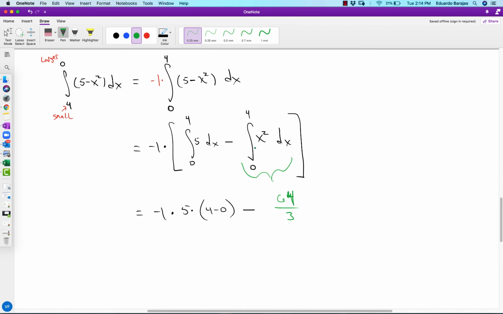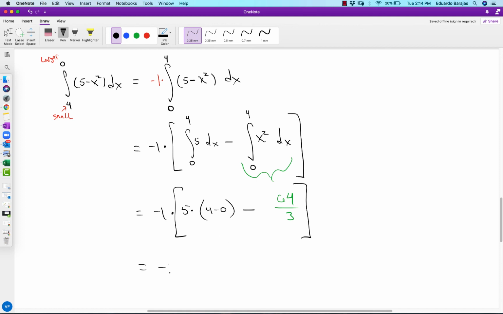Pay attention to the limits, right? It was the exact same limits. From 0 to 4 of x squared dx is 64 divided by 3. This looks so weird, this 64 divided by 3. Okay, so now we just calculate what this is. Oh, and don't forget that this is for the entire thing. Almost left it out.